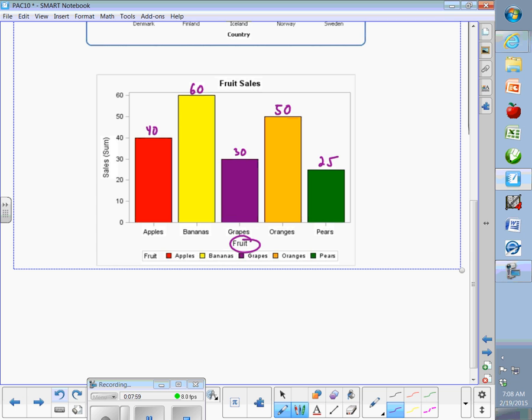Again, what do you want to do with a graph? You want someone to just at a glance be able to understand your graph and be able to get the aspects that you want them to know. I can clearly see that bananas had the greatest amount of sales, and I could clearly see that pears had the least amount of sales, right? It's the idea of a bar graph. You're able to make those comparisons. All right, so bar graphs.